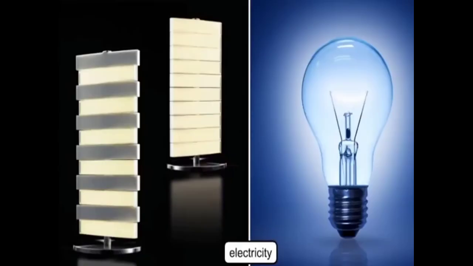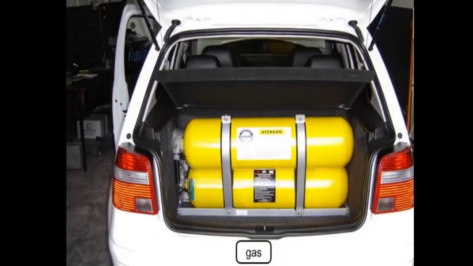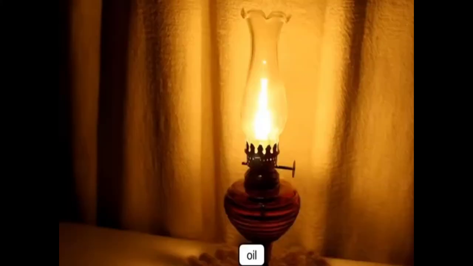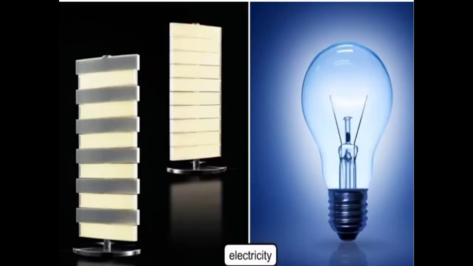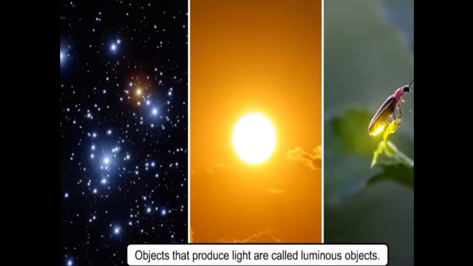Cats' eyes glow in the dark. Their eyes have a reflex that glows in the dark to keep away enemies. Electricity and car lights give light. Using gas, it will give light. Using oil, a lamp gives light, and using wood, fire will give light.